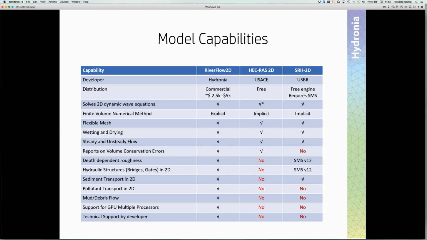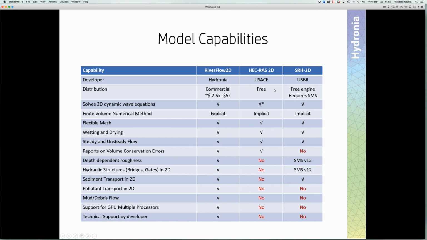Now, this is a summary of the model capabilities, and I apologize in advance if I'm missing something. Obviously I'm not including all the capabilities of all the models, but I tried to concentrate on those that are important for most projects related to 2D, purely 2D applications.